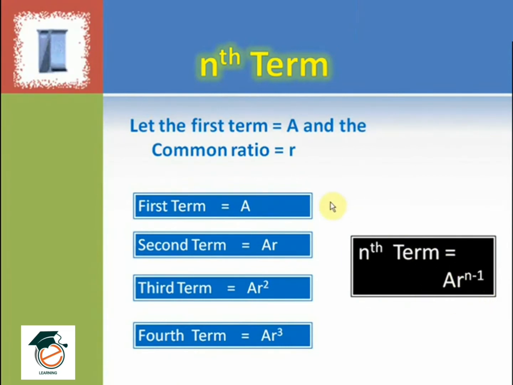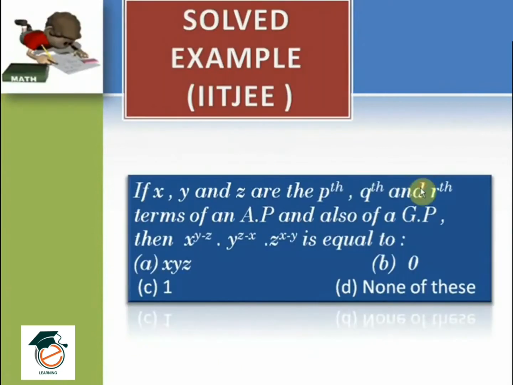Thus the nth term of a geometric progression with the first term equal to A and the common ratio equal to R is given by the formula A into R to the power of n minus 1. Here the important thing to note is that this is the nth term and the exponent of R is n minus 1, that is 1 less than n. So this is the formula to calculate the nth term of a GP.